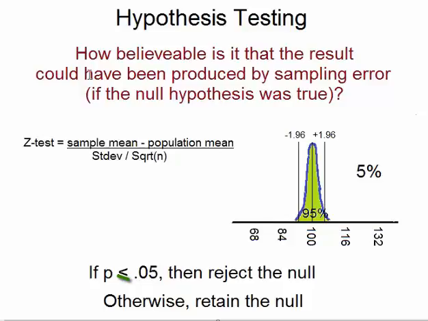Okay, so our question, how believable is it that the result could have been produced due to sampling error? We can look at it visually. We can also calculate the z-test. If that z-test value is greater than or equal to 1.96 or less than or equal to negative 1.96, then we know that it's not likely that the result could be due to sampling error, and we reject the null. If the value is closer to 0, we retain it.